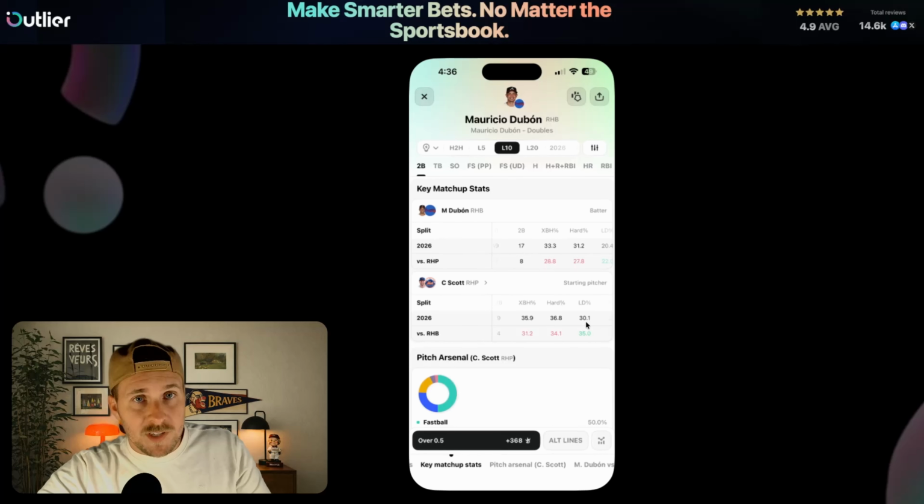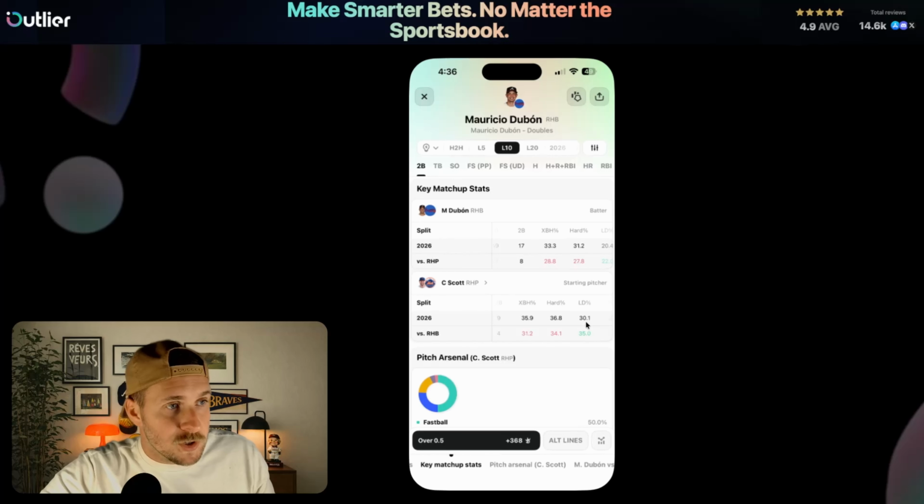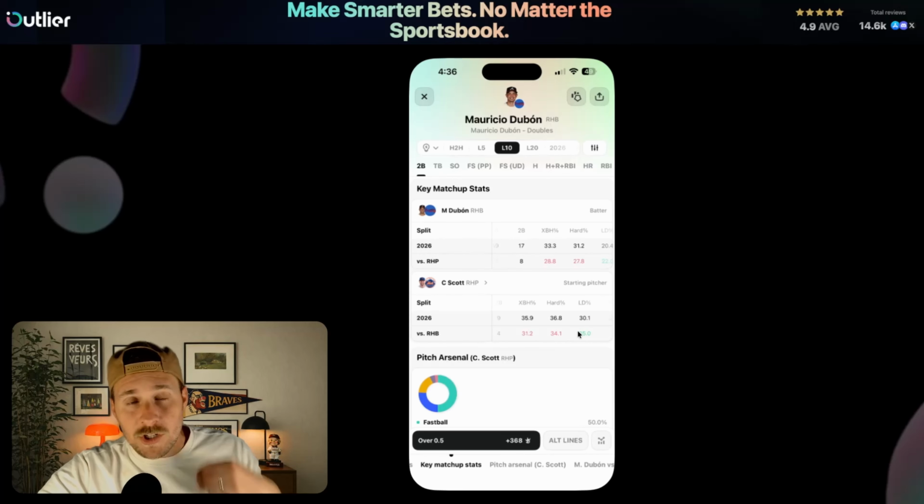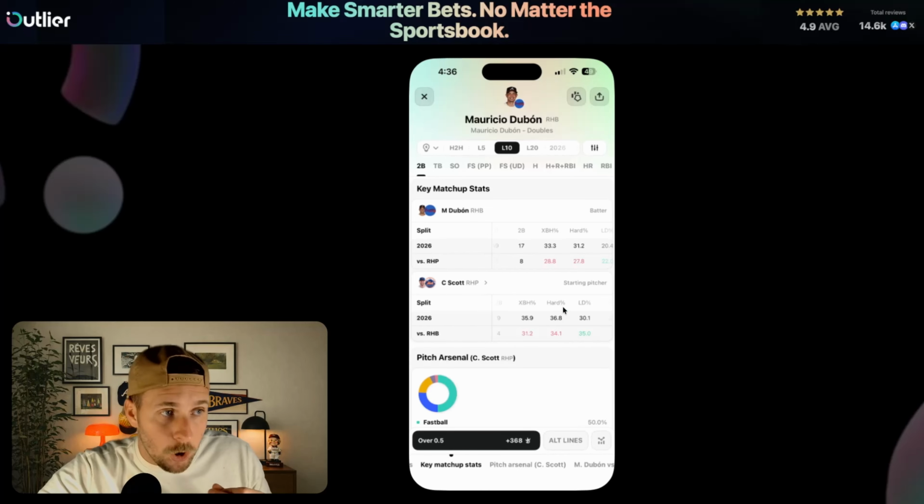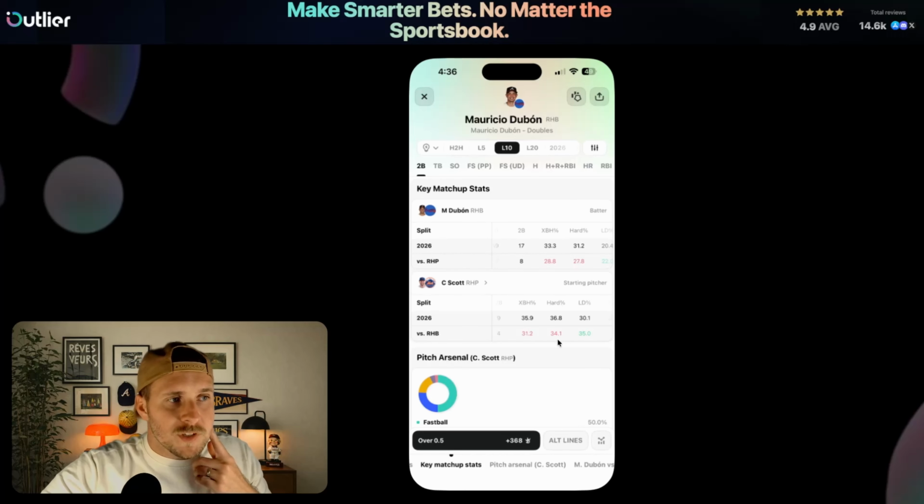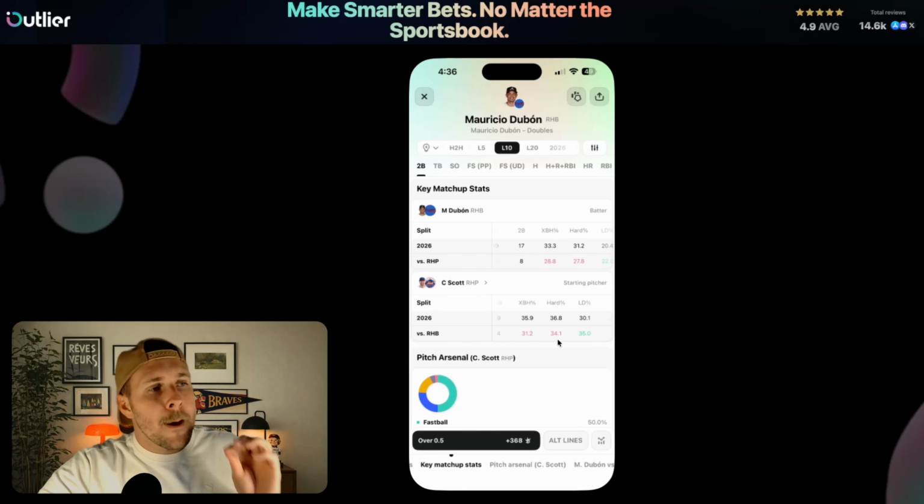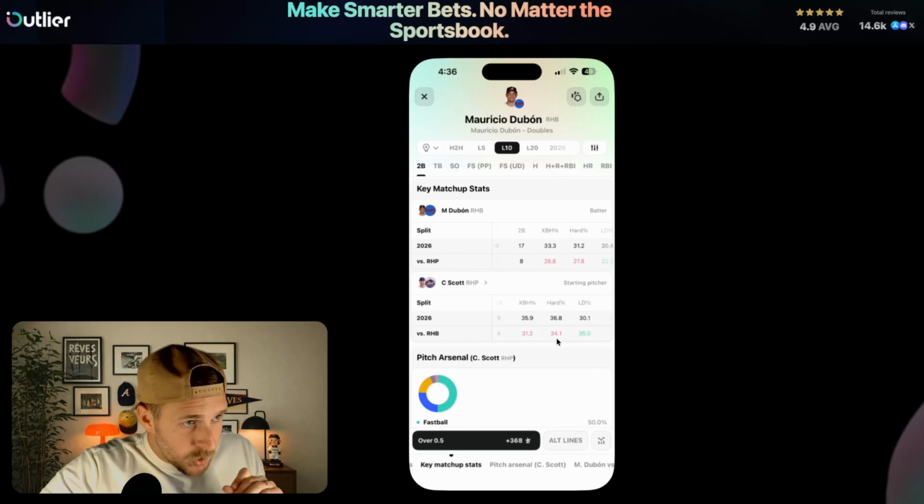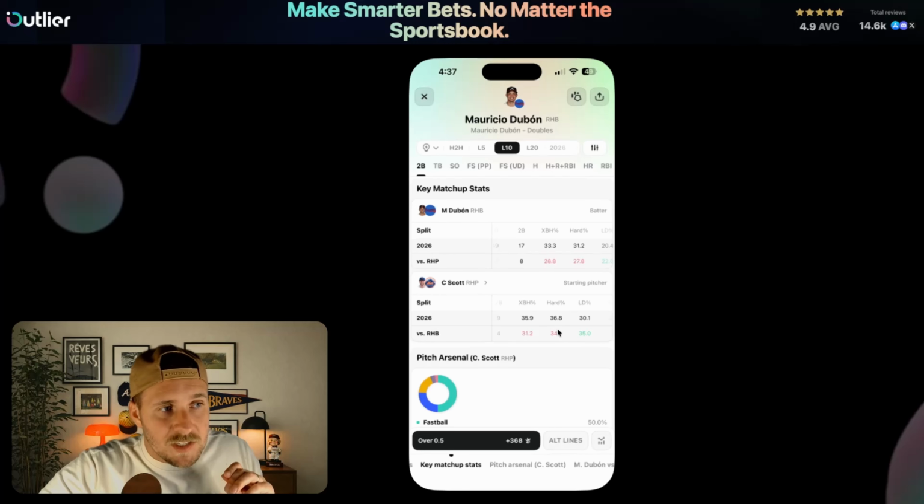30.1% on the 2026 year is a very high number for a starting pitcher, but versus right-handed batters, that is 35%. So he is absolutely getting crushed by right-handed batters. Now, hard hit percentage, we want the same exact mindset. 34.1% is a little bit high, but again, not too bad. So with that said, this is still pretty good for us.